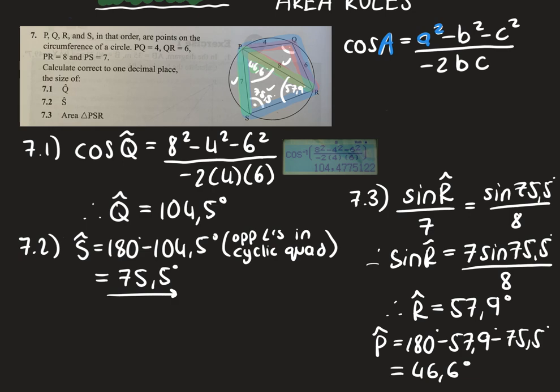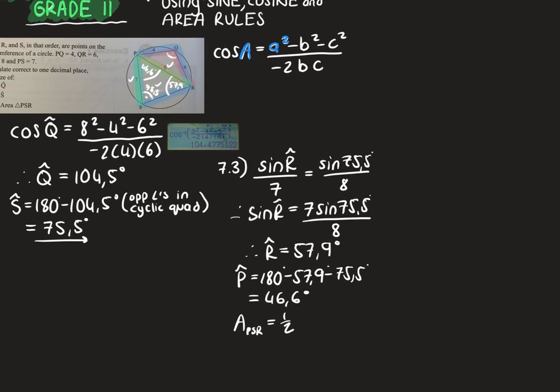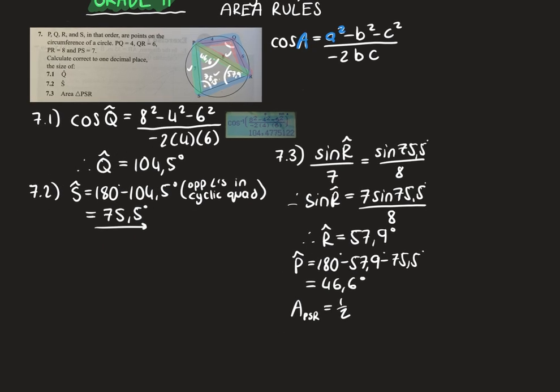And now I've got the V shape to be able to use my area rule. Okay, so area of triangle PSR is going to equal a half of those two sides. Let's just zoom out so that we can see. So we're going to be doing a half of, it's going to be 7 times 8 sine of 46.6 degrees. And let's put that into our calculator.